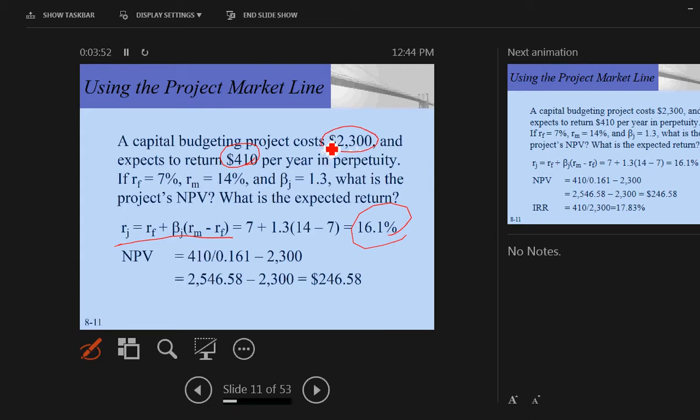All right, the present value is simple. It's a perpetuity, so you're just going to take the perpetual cash flows and divide them by your required return, which is 16.1%. So that's the present value of revenues or benefits, things like that. And then you want to subtract the cost of acquiring this, which is going to give us a net present value of 246.58.